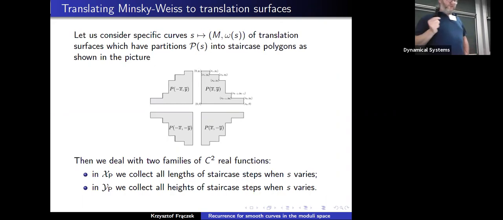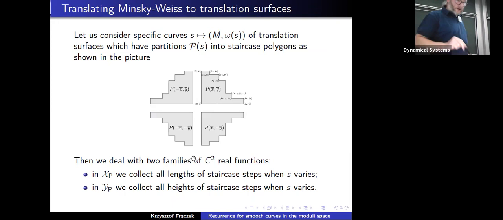In the family of specific curves which are partitioned into staircase polygons, staircase polygons in general can have four such forms. And if we consider a curve of surfaces tiled by such staircase tiles, then we should consider two families of real valued functions, XP and YP. In the first one, we collect all lengths, and in the second, all heights of staircase steps when the parameter S varies. So it's easy to understand what it is.